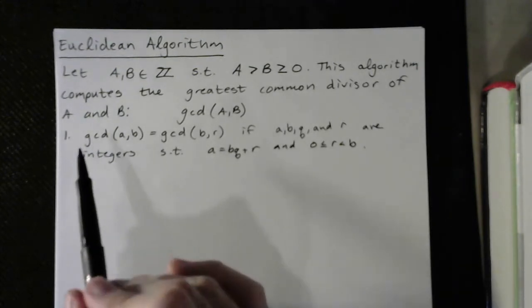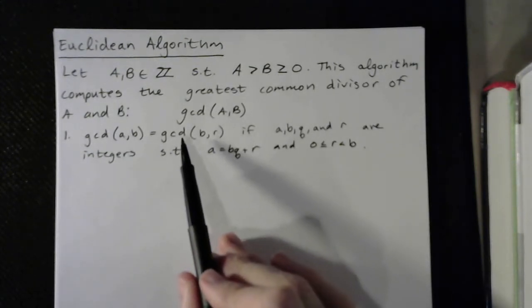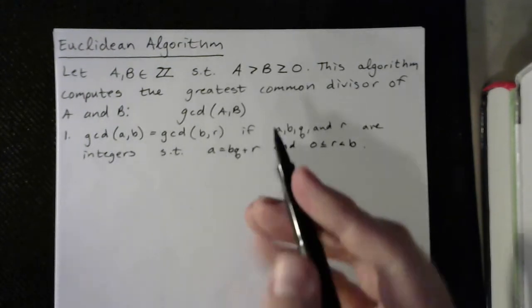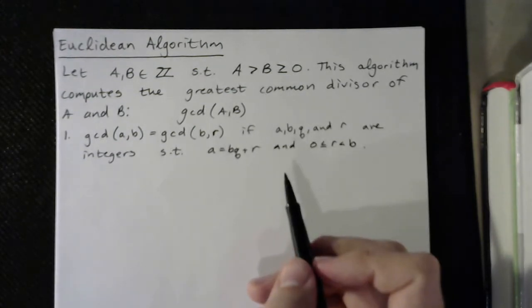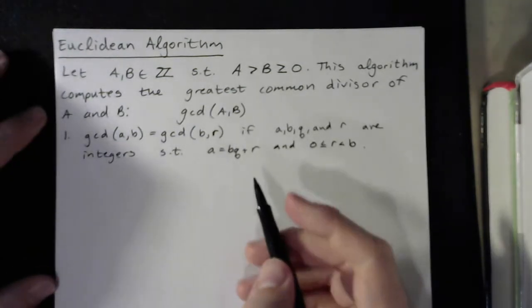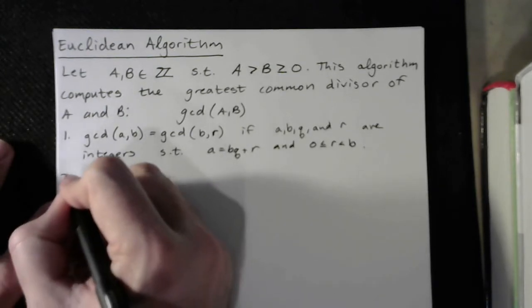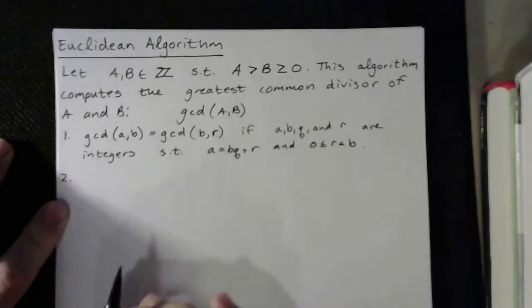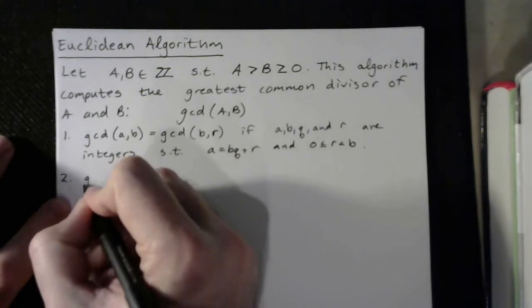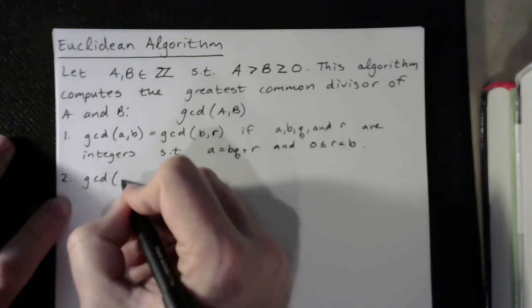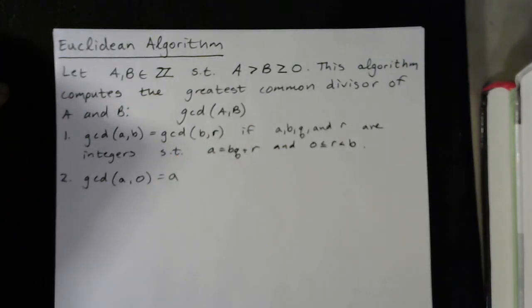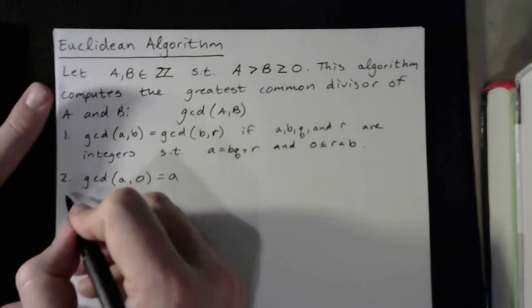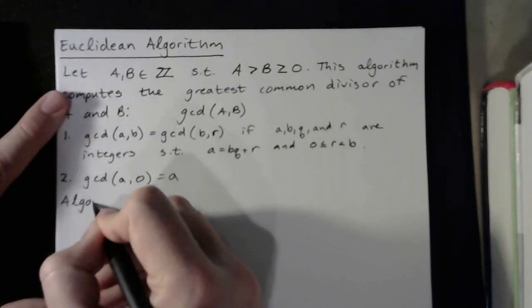So our GCD of two numbers is equal to the GCD of the second number and r, the remainder, if you can write a as some bq plus r. So we need this fact. This isn't part of the algorithm. I'm writing these inside because we need them. And 2, the GCD of any number and 0 is a, because everything divides 0. So let's take a look at the algorithm body.